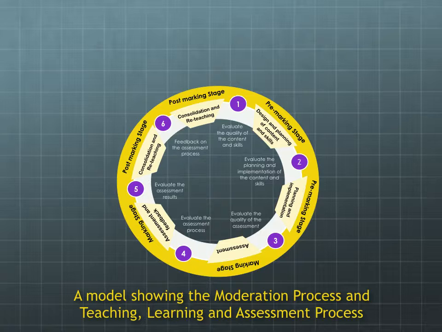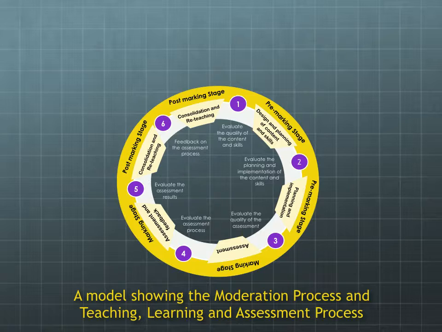So, the numbers 1 to 6 indicate the moderation process, and you'll notice there's a description for each. So if you look at number 1, evaluate the quality of the content and skills. This goes on to number 2, evaluate the planning and implementation of the content and skills. Number 3, evaluate the quality of the assessment. Number 4, evaluate the assessment process. Number 5, evaluate the assessment results. And number 6, feedback on the assessment process. Now, this is the moderation cycle, and this goes hand in hand with your teaching and learning.